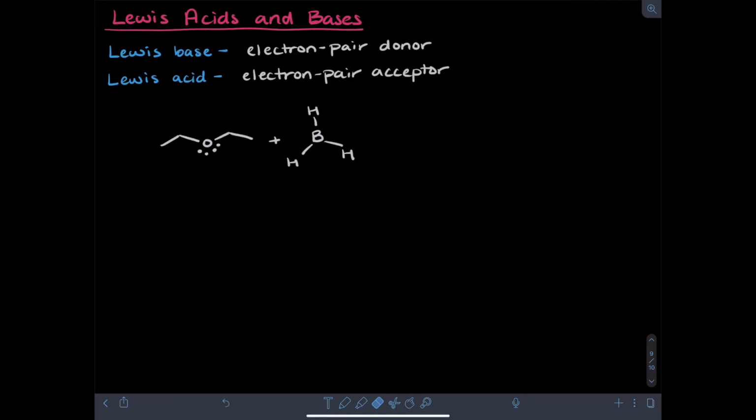So we could consider this reaction where I have an ether reacting with BH3. BH3 has an incomplete octet, and oxygen has 2 lone pairs, one of which it can donate to form a new bond to boron. Lewis acid-base reactions are going to have one curved arrow. It goes from a lone pair to an atom. This curved arrow is showing oxygen sharing its electrons to form a new oxygen-boron bond.